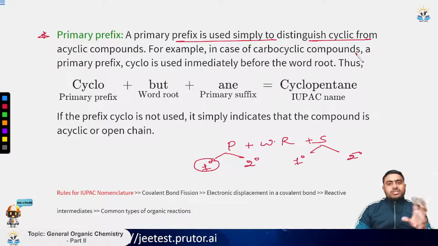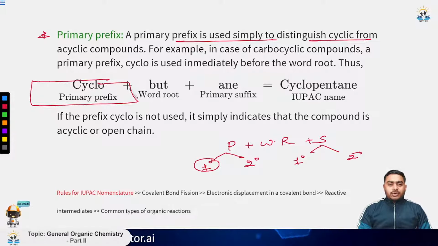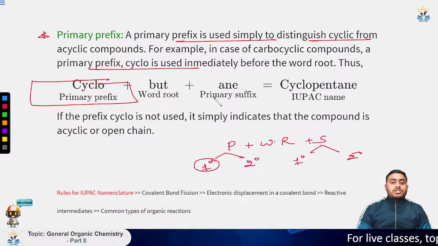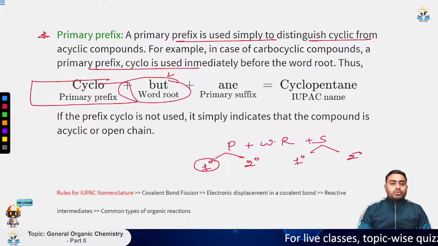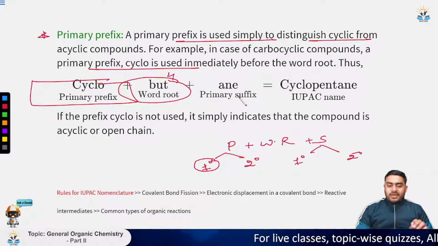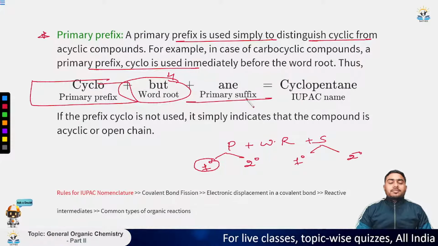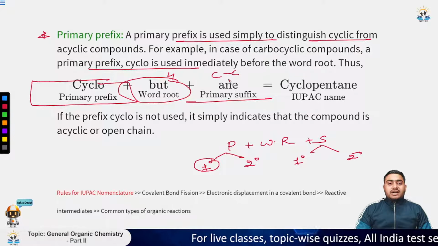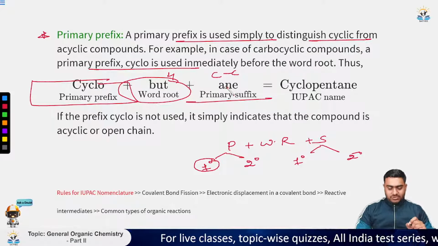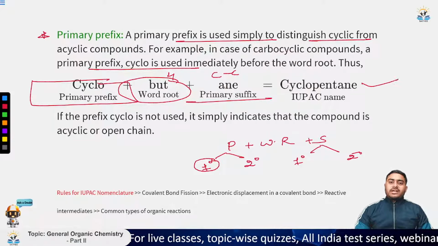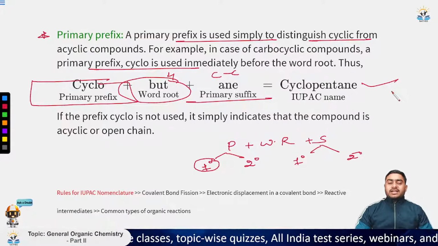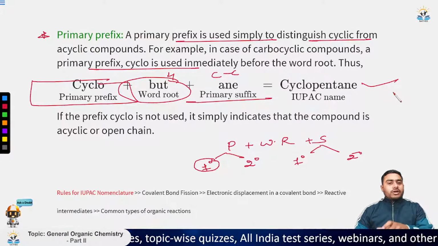This one is cyclic or this one is acyclic. You can just check this word. If cyclo is included, right? For example, in case of carbocyclic compounds, a primary prefix cyclo is used immediately before the word root. Thus, cyclo plus but plus ane. You can see this is primary prefix. Word root is but. But means 4 carbons are there in the parent chain, and ane represents that between carbon and carbon there are only single bonds. That means primary suffix is ane. So cyclobutane will be the IUPAC name, decided according to the International Union of Pure and Applied Chemistry.